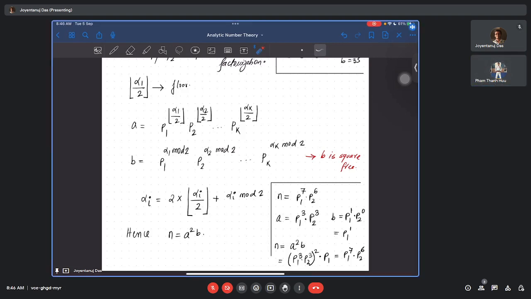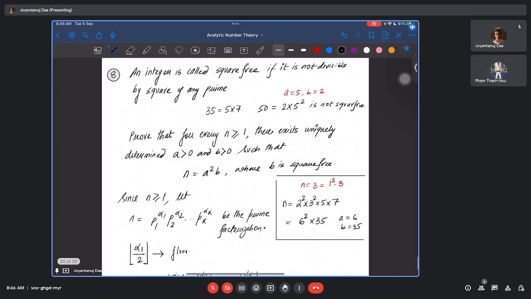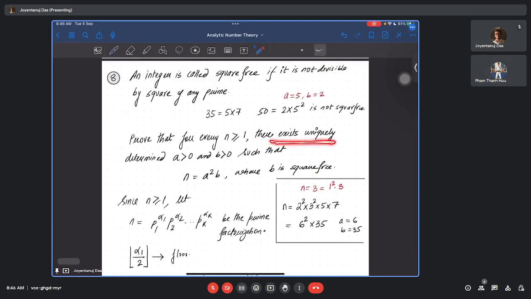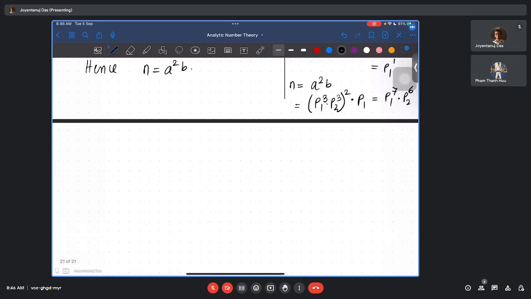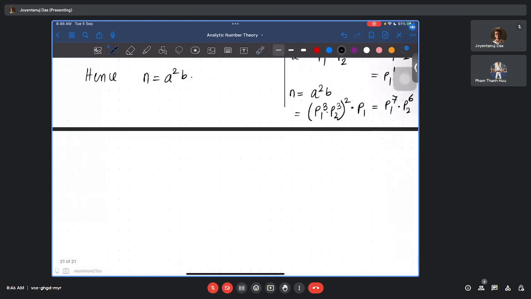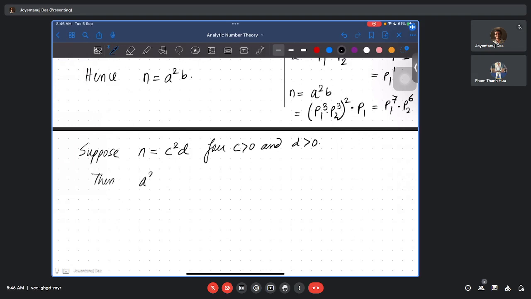So now the only thing left is to show the uniqueness. So this a and b are unique. That part we have to show. We'll assume the contrary. Suppose I can give another expression, n equals c square times d, for c greater than 0 and d greater than 0. Then I have a square b equals c square d.